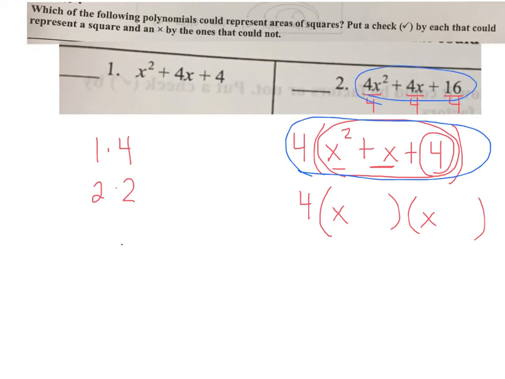Could that be the area of a square? No, because this 4 right here is a term, and this x squared plus x plus 4 is a term, and they aren't equal. So it's not a square. The first one was a square. The second one is not a square. So let's look at number 3. Real quick, you guys try to stop the video, try to solve number 3 yourself, and then push play again.